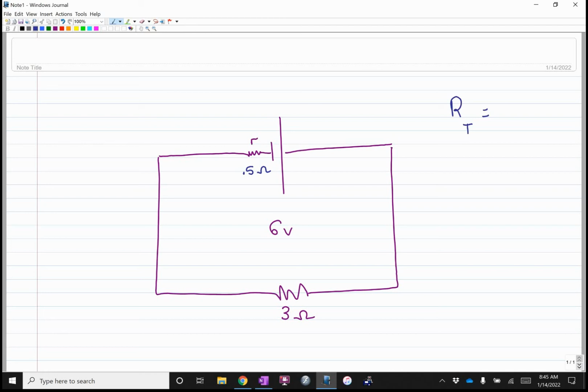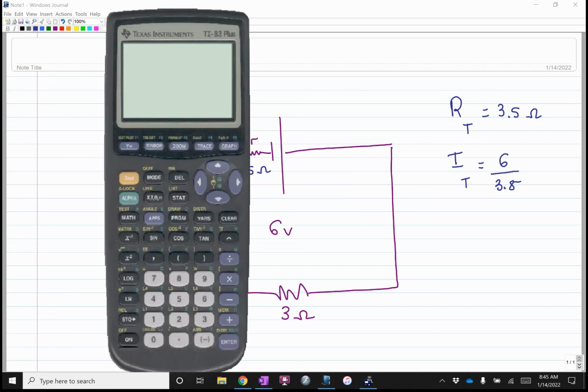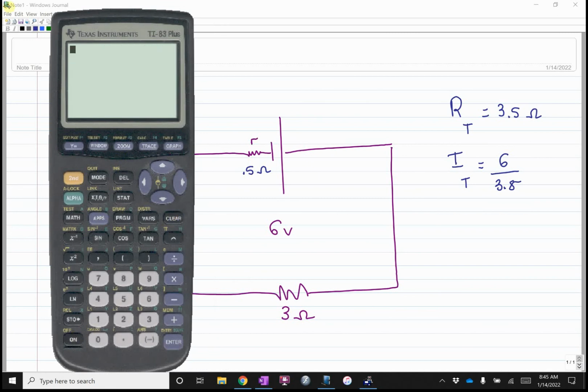What's the total resistance of this circuit? These two are technically in series, yes? And so the total resistance is actually 3.5 ohms. Get your calculators out, please. The total current is going to be the 6 volts divided by 3.5, which is going to be a yucky number, sorry. If I go 6 divided by 3.5, instead of 2 amps, how many amps are we actually getting in this circuit? 1.7.